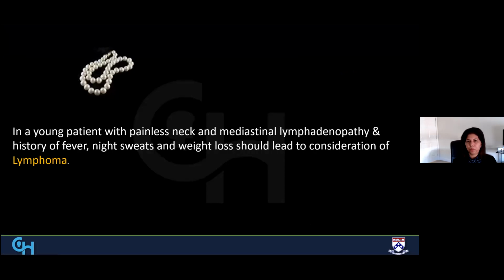So a young patient with a painless neck and mediastinal lymphadenopathy, history of fever, night sweats, weight loss. If you have ruled out tuberculosis in the setting in India, then you should consider lymphoma as a diagnosis.